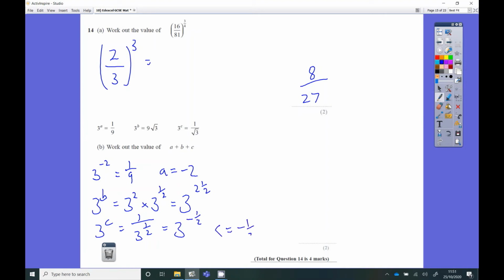Okay, so A is minus 2, B is 2.5, and C is minus a half. Now we've got to work out A plus B plus C, so that's minus 2, add 2.5, minus a half, and that equals 0.